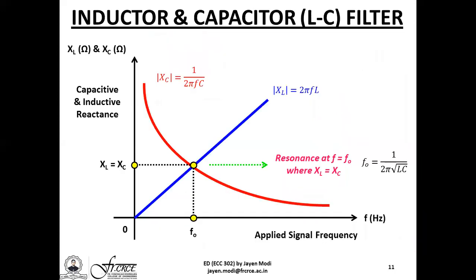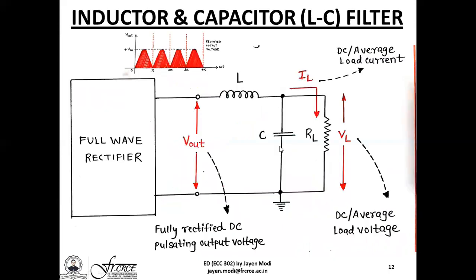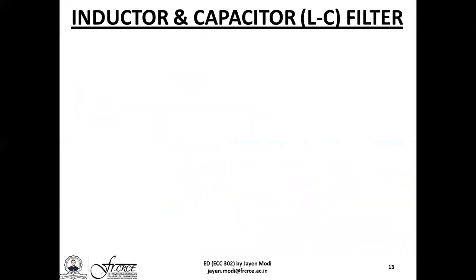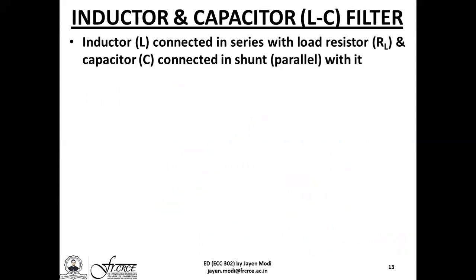take care that the resonance condition is never achieved, because otherwise the only adverse effect will be that the output or the load voltage will only be half of the rectified output pulsating DC voltage. That is what we have to keep in mind. If you see the operation, the inductor L is connected in series with the load, while the capacitor C is connected in shunt, that is parallel.